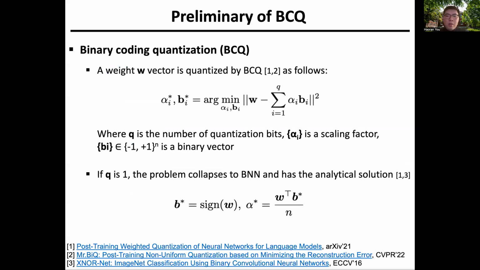Before zooming into our method, I want to first provide the preliminaries of binary coding quantization, or BCQ, as our ShiftAddLLM is based on this. BCQ quantizes a given weight vector into a series of binary matrices and scaling factor matrices. For example, if we consider 3-bit quantization, then we have 3 sets of binary matrices and also 3 sets of scaling factor matrices. The binary matrices are of the original shape of the weights, while the scaling factor matrices are much smaller. If we consider 1-bit quantization, by which I mean Q is 1, then this optimization problem collapses to a binary neural network and has an analytical solution like this.